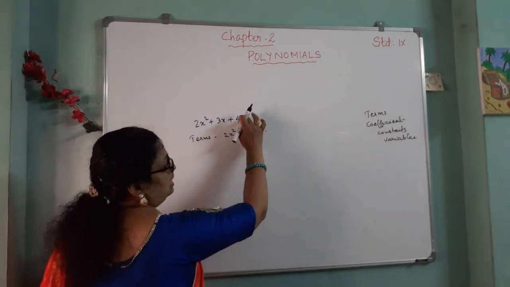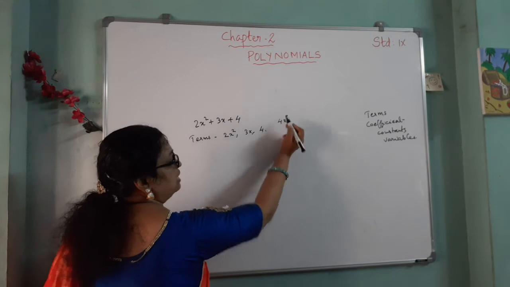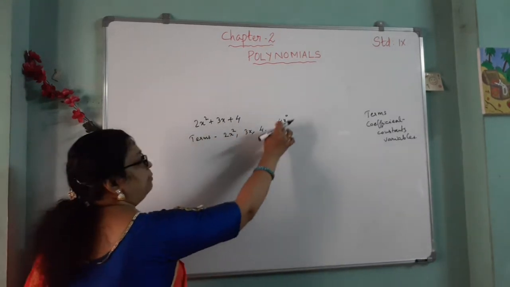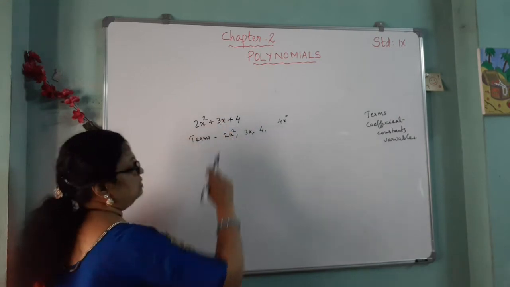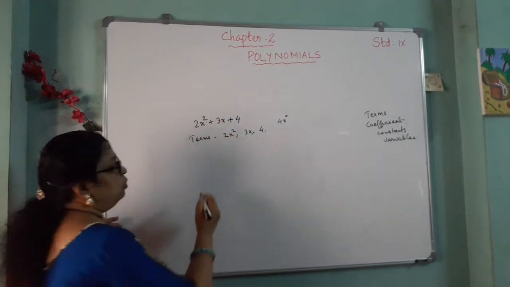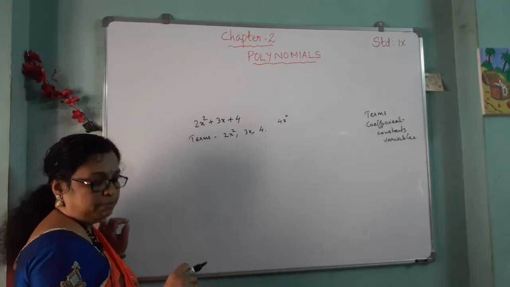Here no x is there, so we can write 4x raised to 0. Power of x is 0 there. So any number raised to 0 is 1. Here power is 2, here power is 1. That is whole numbers. That is an algebraic expression with the power whole numbers.